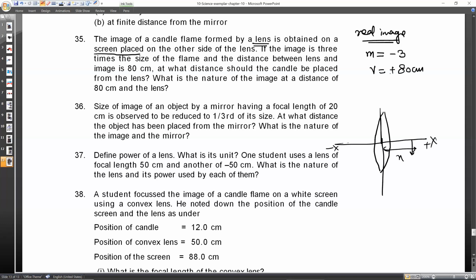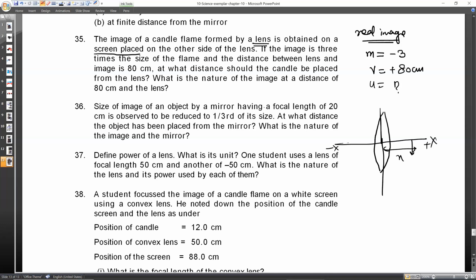Don't write any sign here. If you write it as 80, it's okay. Then, at what distance should the candle be placed from the lens? What is being asked? u is being asked. You need not write u with a negative sign because it will automatically come with a negative sign. The values that are unknown, that we need to find out in the question, we do not write their symbols with signs. They will come automatically with their own signs.